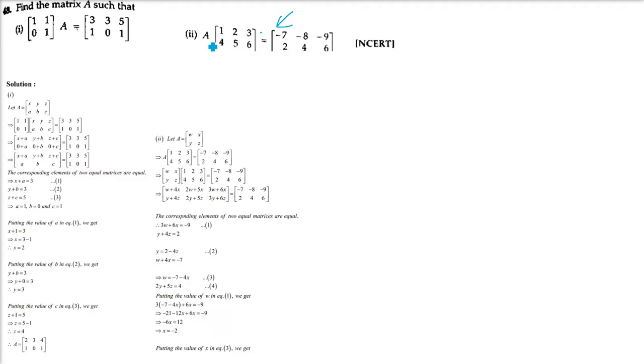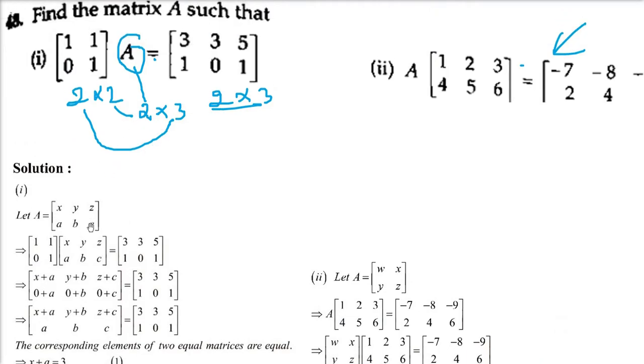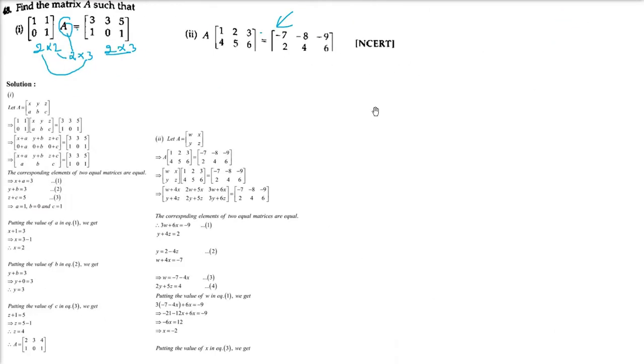See, the other two matrices will decide what dimension that A matrix will be. For example, this one is 2 by 2, this is 2 by 3. So 2 by 3 can come when the first is 2 and the last one is 3. So 2 cross 2 and 3. But since it is 2 cross 2, the next one has to be 2 cross 3. So this is a 2 by 3 matrix we have to write. So it will be x, y, z and a, b, c.